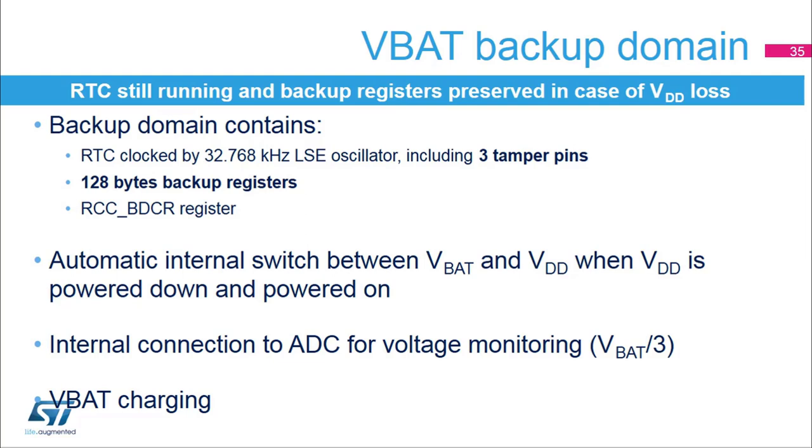In case VDD drops below a certain threshold, the backup domain power supply automatically switches to VBAT. When VDD is back to normal, the backup domain power supply automatically switches back to VDD. The VBAT voltage is internally connected to an ADC input channel in order to monitor the backup battery level. When VDD is present, the battery connected to VBAT can be charged from the VDD supply.